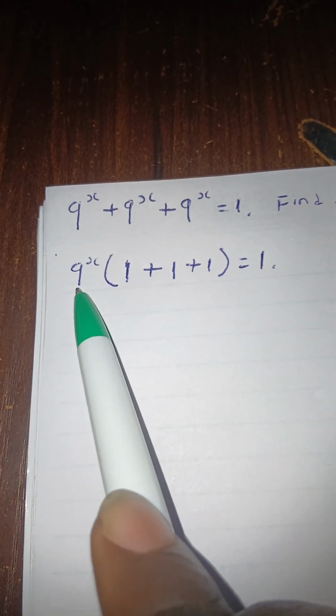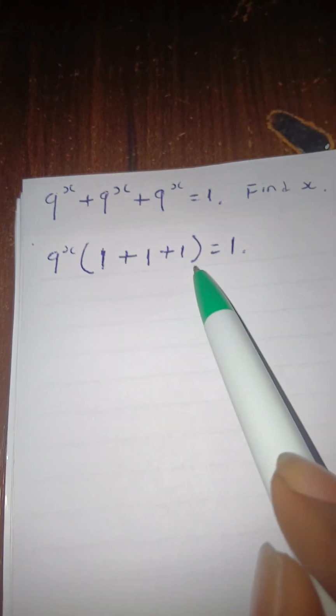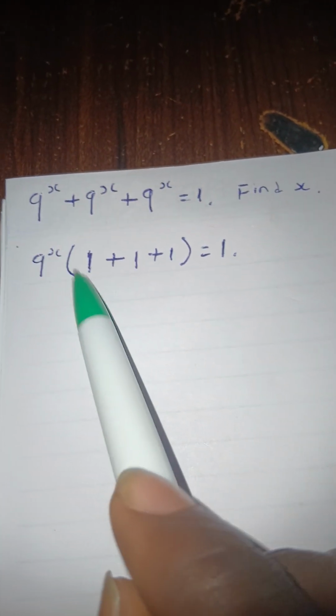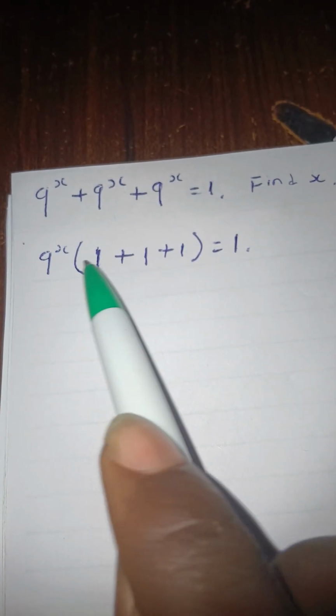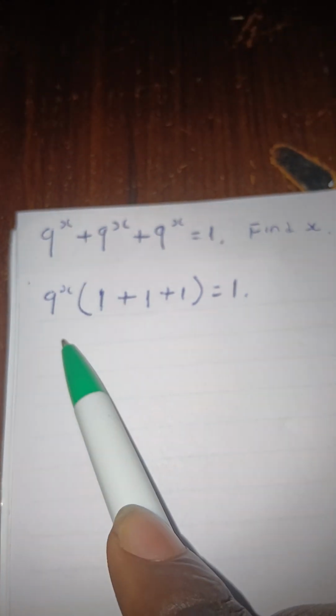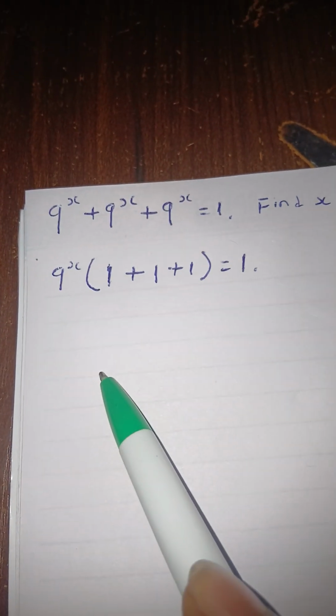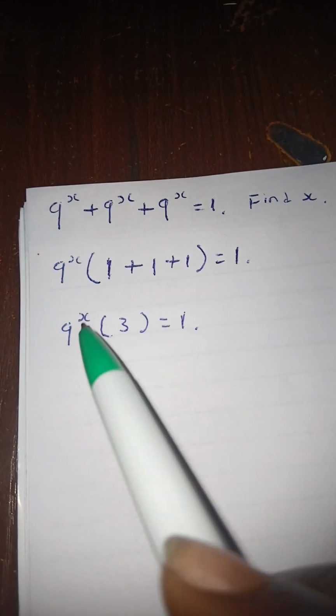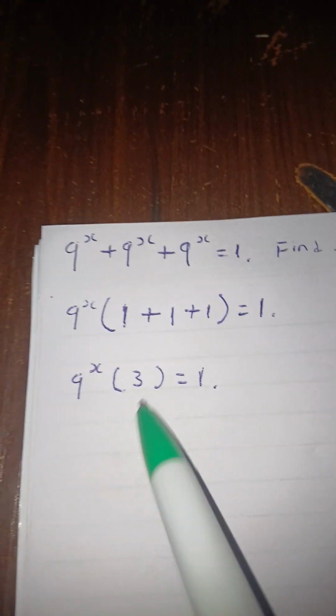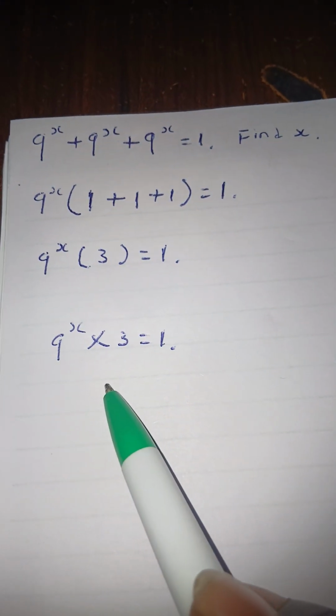You can see, because if you expand this, you're going to get this back, because 9 to the power of x times 1 is 9 to the power of x, and so on. It's still the same thing. So moving further, we now have 9 to the power of x, open bracket, 1 plus 1 plus 1, that is 3, equals 1. Now you agree with me that 9 to the power of x, open bracket 3, is the same thing as 9 to the power of x times 3 equals 1.